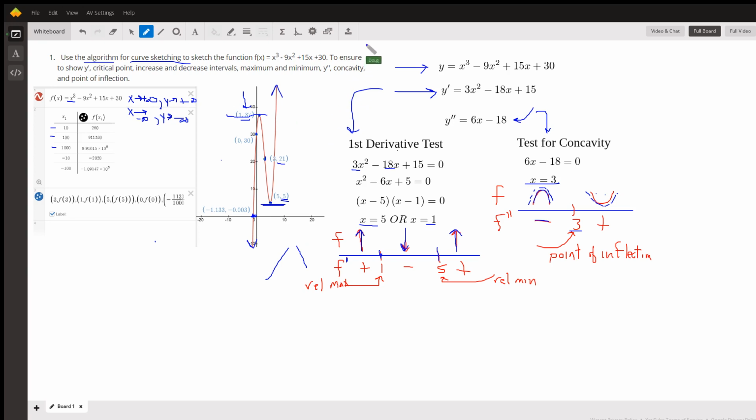Hope that helped and gave you some idea of what we mean by sketching the curve using the algorithm for curve sketching.